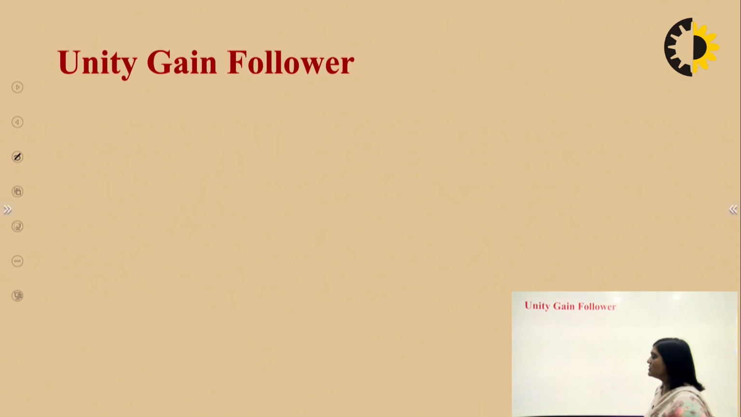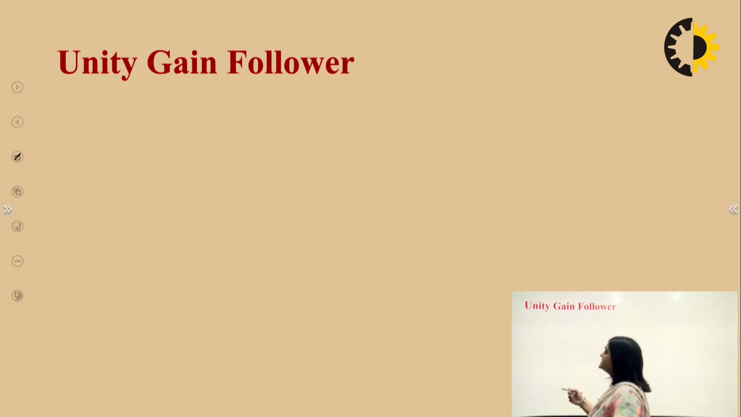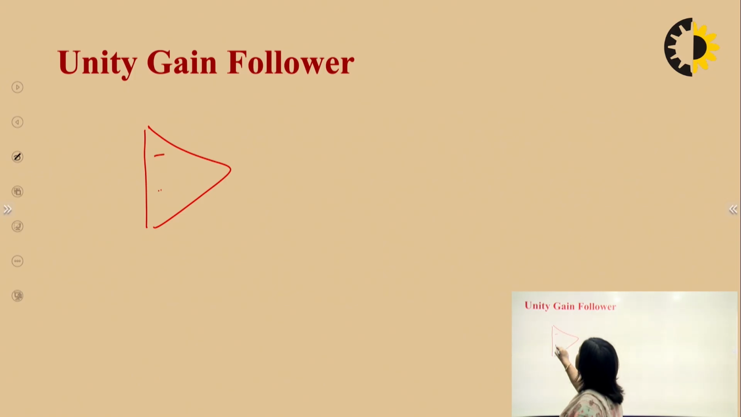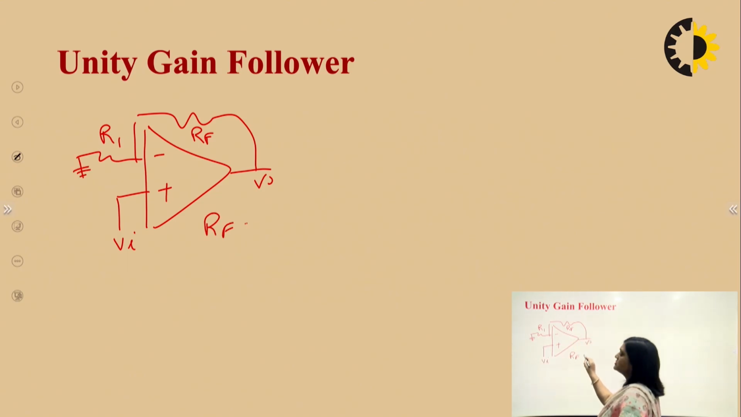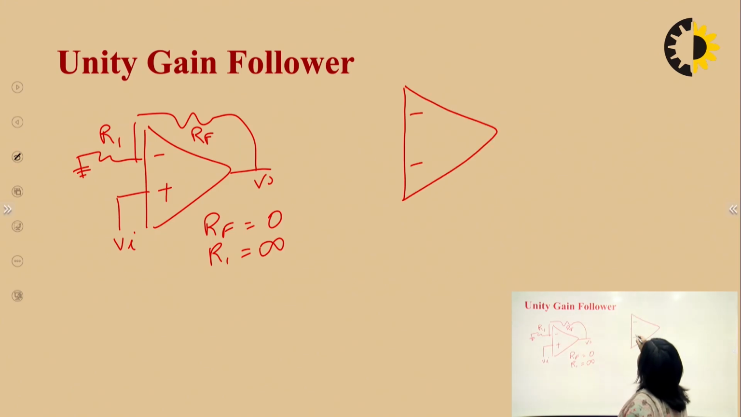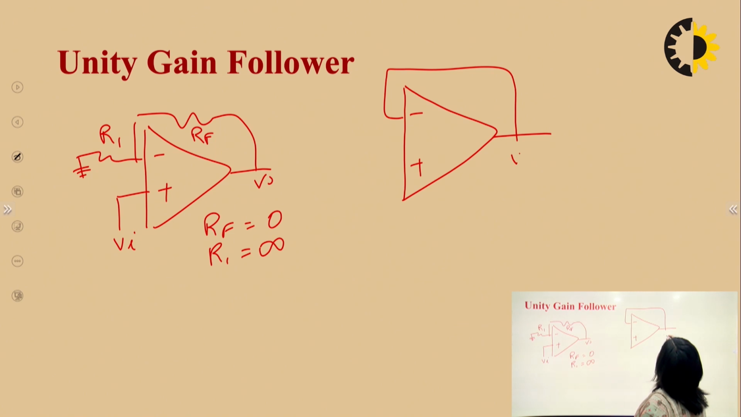Now the unity gain follower. Unity gain follower means the gain of the amplifier will be unity, and this can be designed by using the non-inverting amplifier. This is the circuit for the non-inverting amplifier. This is Rf, this is R1, and this is Vi, and this is grounded. Now in this circuit, if we put Rf equal to 0 and R1 equal to infinite, then we will have the circuit like this, and this will be Vi.